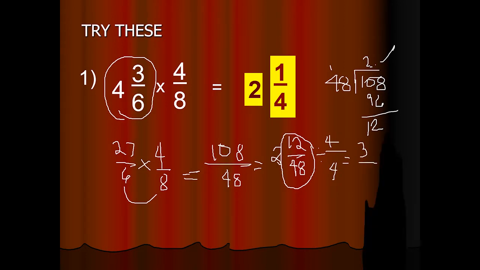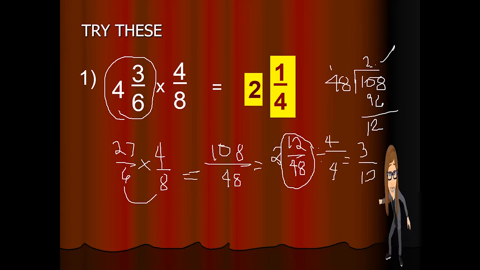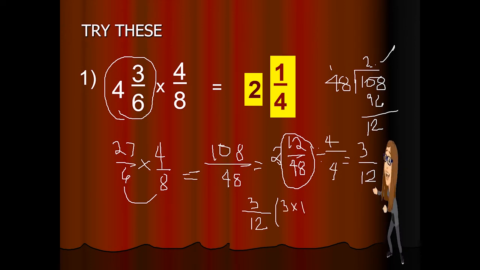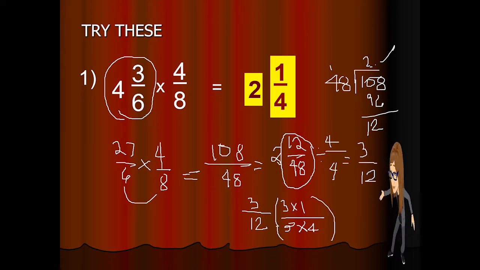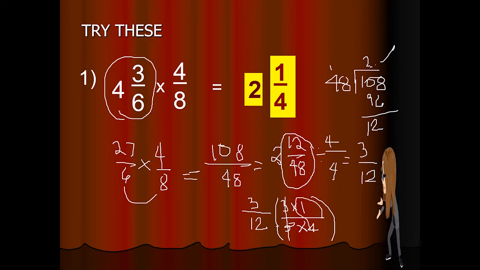So again, we still need to get the lowest term for 3 and 12. So 3 and 12 is what? We have 3 times 1 and 3 times 4. So we need to cancel this 3 over 3. And what is left is 1, 4. So the answer is 2 and 1 fourth. Correct. Very good. Okay, let's answer number 2.